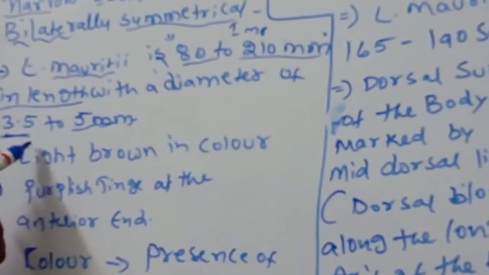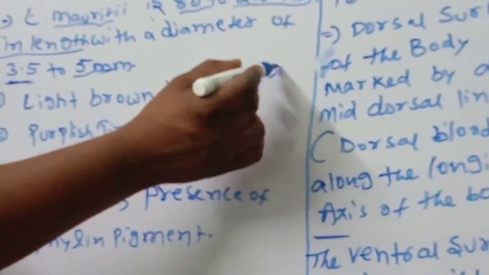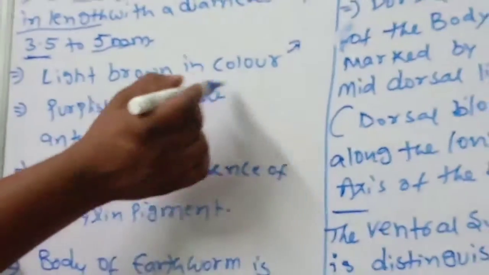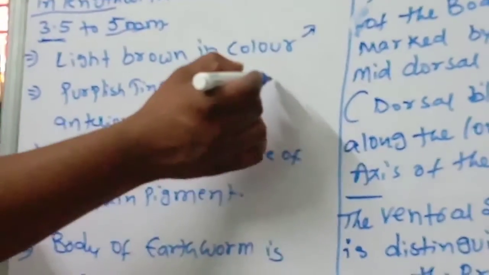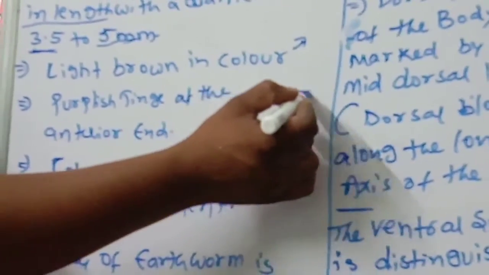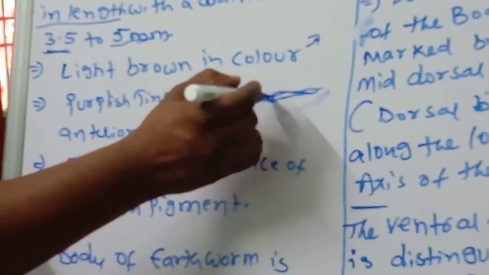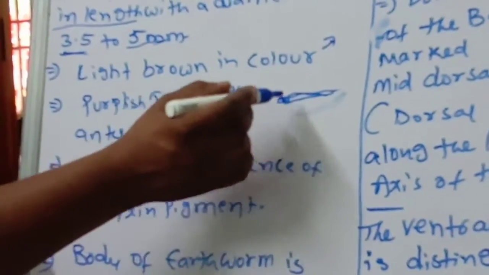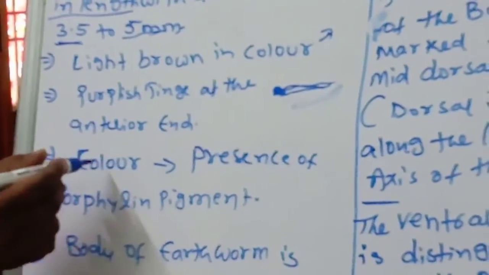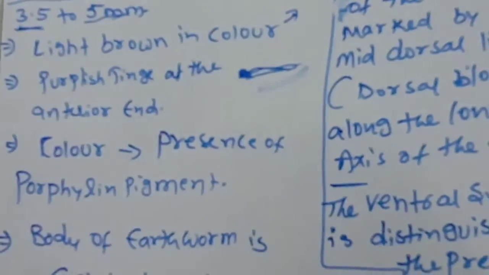Light brown in color. What color is the earthworm? Light brown in color, and a purplish tinge at the anterior end. Suppose this is the earthworm, this particular area will have the purplish tinge at the anterior end. The color, why will the color be brown and like this, different colors?